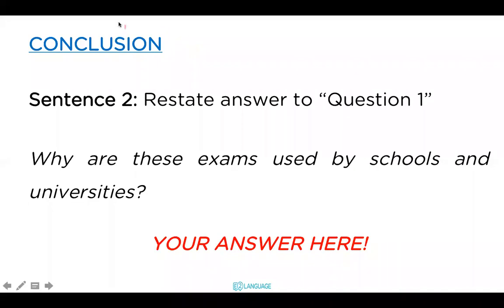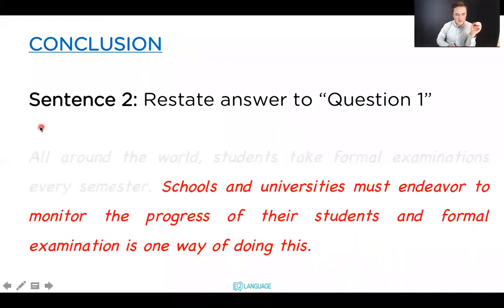Cool. All right, fine. So here's mine. I'm going to restate the answer to question 1 just as I did in the introduction, but just using different words.